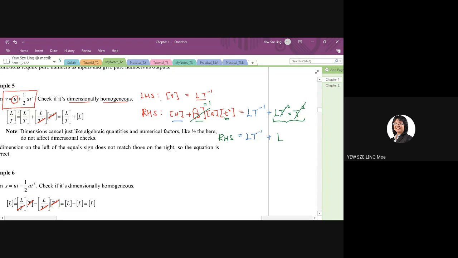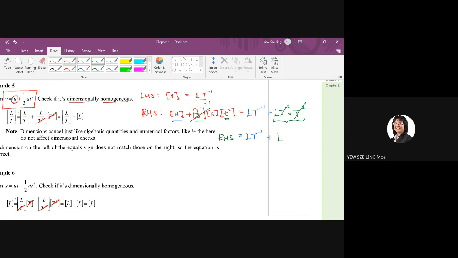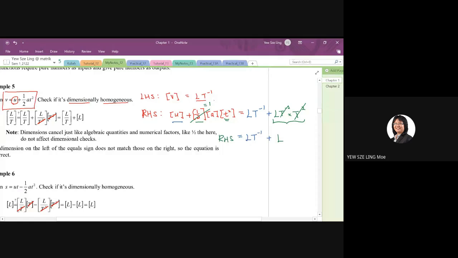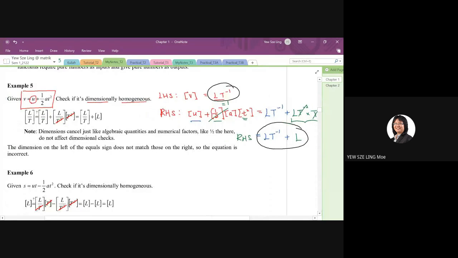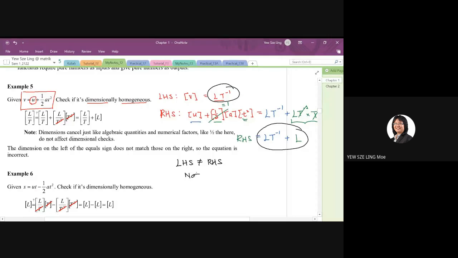So when you compare left hand side and right hand side, obviously they are not the same. Left hand side, what do you have? You have only this, LT^-1. But right hand side is LT^-1 plus L. So which means they are not equal. So in this case, you can come to a conclusion and say that left hand side is not equal to right hand side. Therefore, we say they are dimensionally not homogeneous.